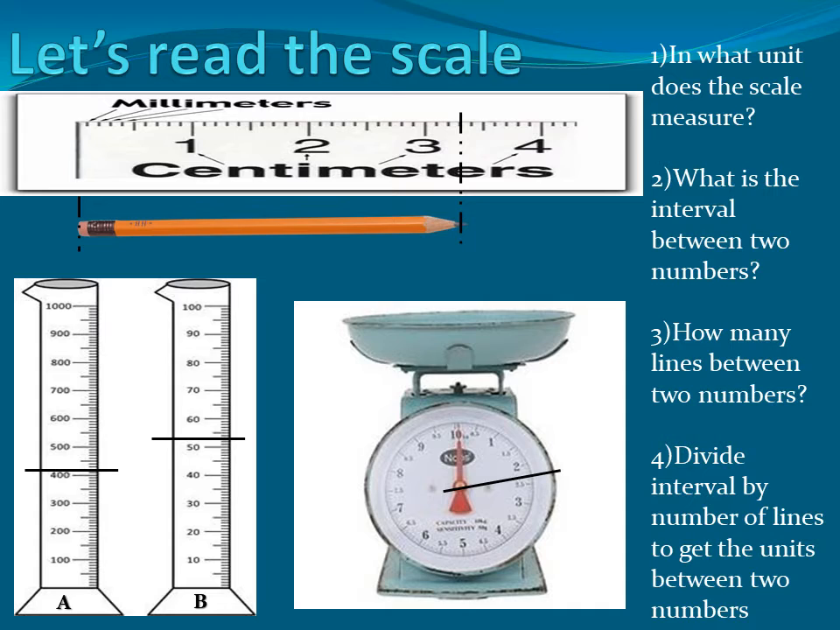What's the next thing we need to do? How many lines are between two numbers? So how many lines are between 100 and 200? Let's check. The way it is now, if I count, we have 10. 1, 2, 3, 4, 5. The 5 is the one that comes out a little bit longer. 6, 7, 8, 9. The 10th one lands on 200. Okay, remember I said that with the ruler as well. Okay, this is our scale.